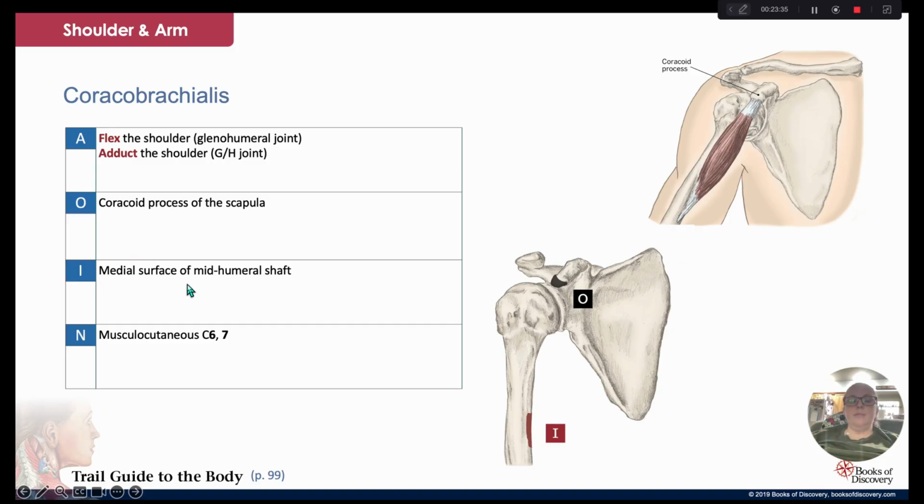Insertion. Medial surface of mid-humeral shaft. Shaft just means the long part of the bone, yeah. The medial surface would be, if you're in an anatomical position, medial surface of the mid. So we're talking about mid-humerus, middle surface. And that is why it helps with adduction, because it's bringing it back to body, okay?